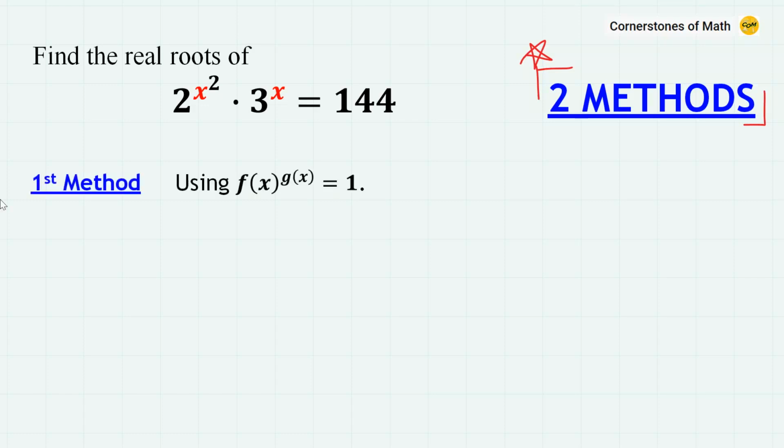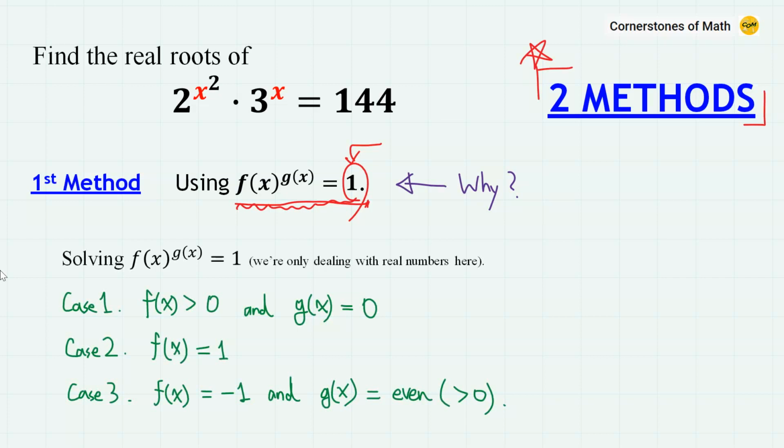The first method is converting the given equation into the form of f(x) to the power of g(x) equals 1. Now instead of just memorizing this, let us understand why we are trying this method. What good does this equation f(x) to the power of g(x) equals 1 do? Well, the benefit of this equation is, when the right-hand side is 1, there are only a handful of cases where the equality holds. Only 3 cases to be exact.